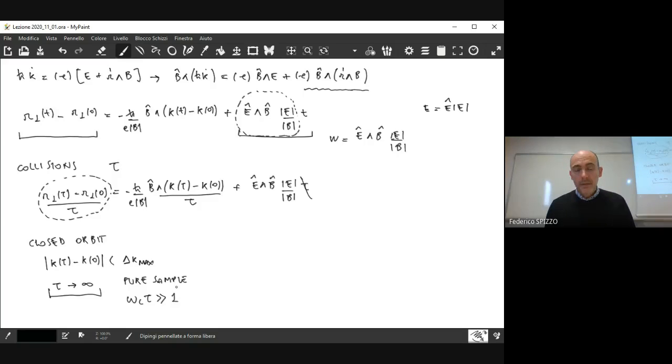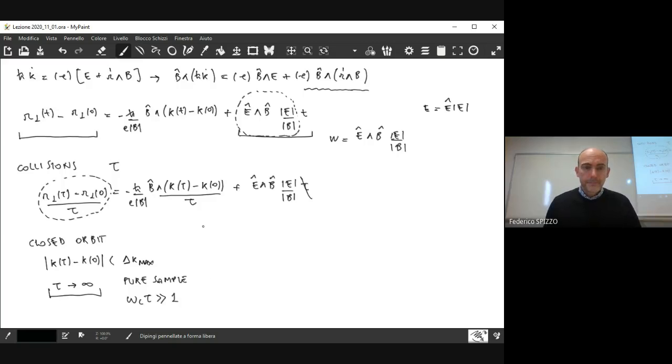And this is the same approximation that we used when we evaluated the dielectric constant in the Drude case. So this means that during one relaxation time, the motion of the electron is able to describe many, many orbits. So this means that the electron strongly feels the effect of the magnetic field.